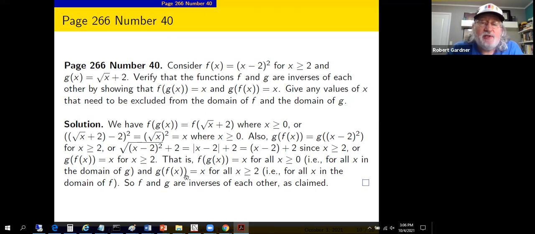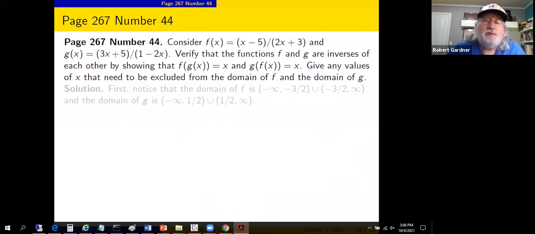Provided we get the composition to equal the identity function for all x in the domain of the inner function, as we did here, and as we did here, then we got ourselves inverse functions. So on the domain of the inner function, the composition yields the identity function. And that's what inverse functions do. Let's do another one. All right, that one had square roots in it.